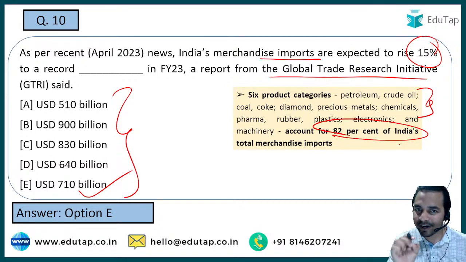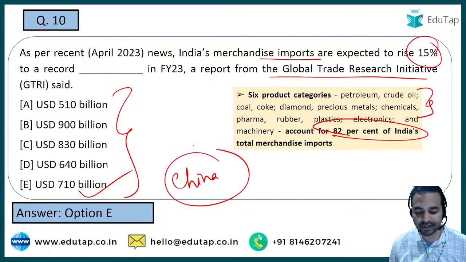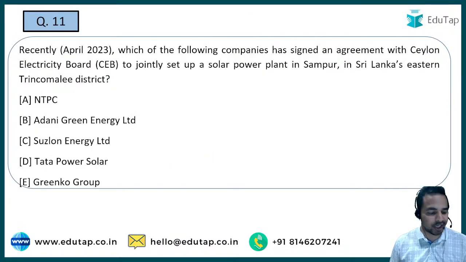And guys, one question also comes to my mind, whether it is coming to your mind or not, I don't know, but there is one very important question: what exactly is the largest source of import for India? So जब हम बात करते हैं इंडिया के largest source of import की, that is basically China. ठीक है जी, I hope this is clear to all of you. Now let's move on to the next question.